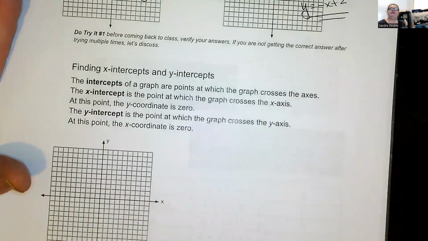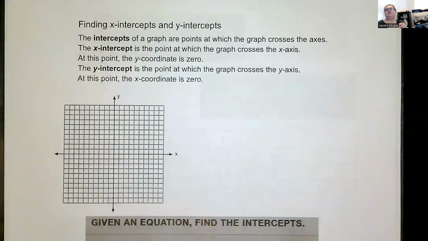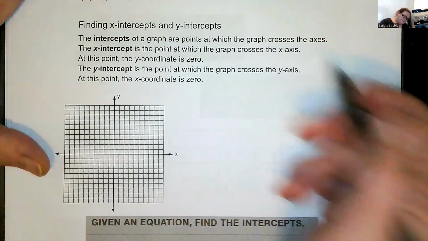Okay. So x and y intercepts. Oh, I like these. These are fun. The intercepts of a graph are points at which the graph crosses the axis. So we're going to find the x-intercept, and that's where the graph crosses the x-axis. And then we'll find the y-intercept, and that's where the graph crosses the y-axis. So let's look at that.